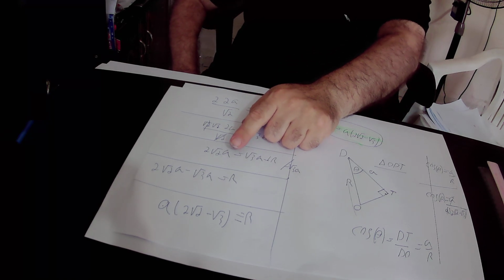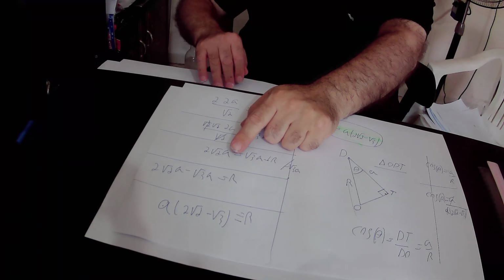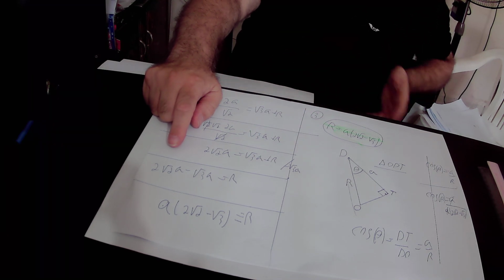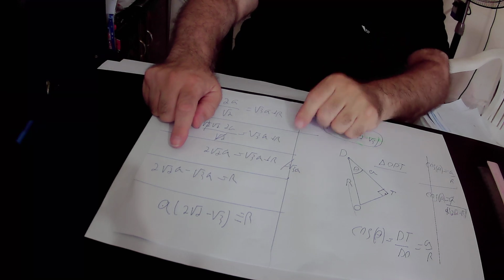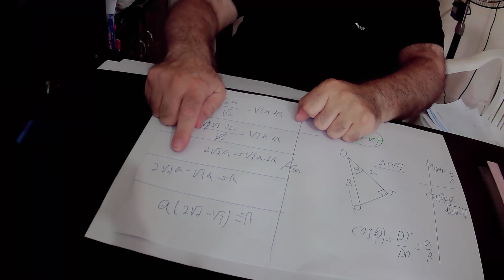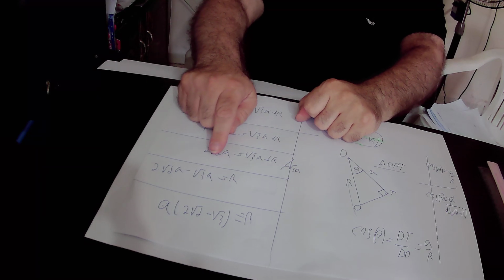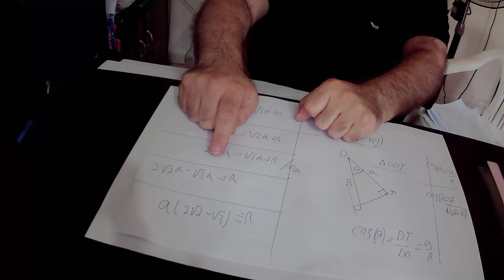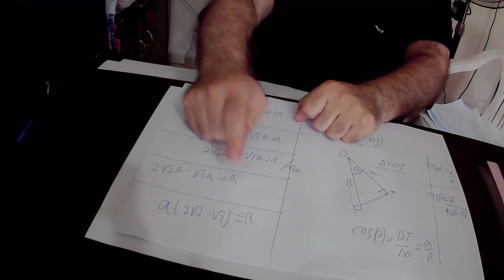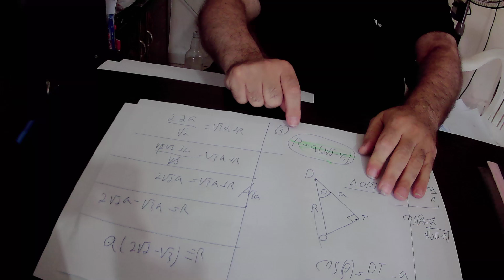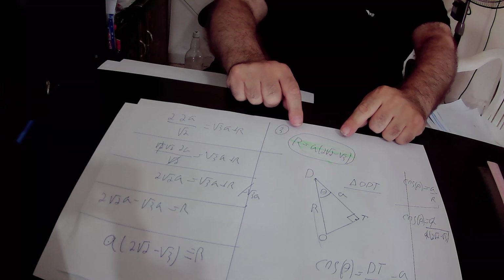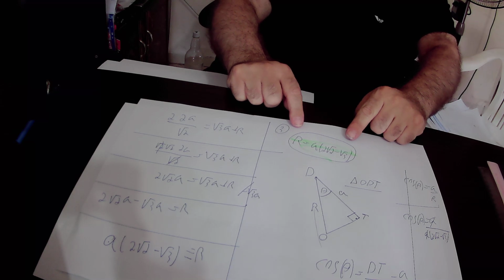Here we took A as a common factor out of those two expressions. What is left from 2 times square root of 2 times A after we took away A as a common factor? It's actually 2 times square root of 2. What is left from minus square root of 3 times A? What is left is actually minus square root of 3. So in conclusion, we found that the radius of the circle R is equal to A times 2 times square root of 2 minus square root of 3.